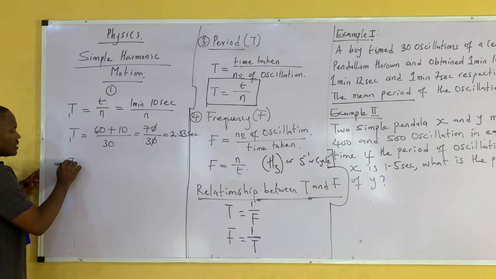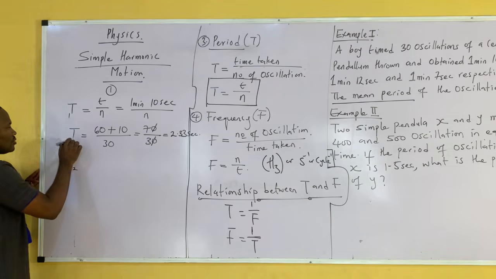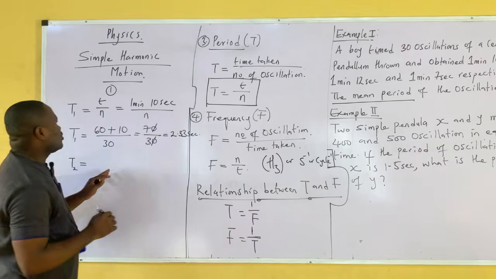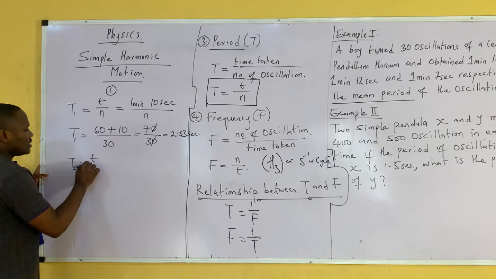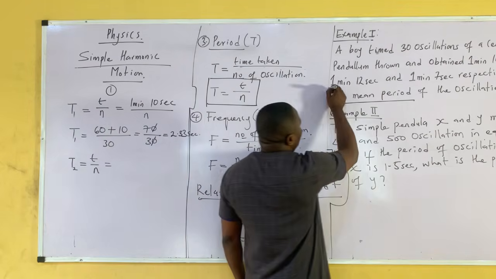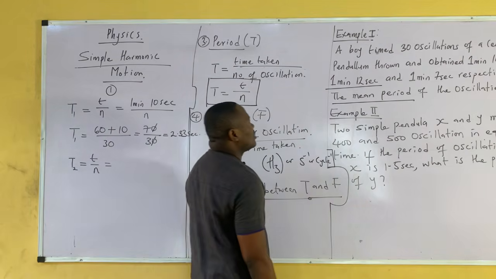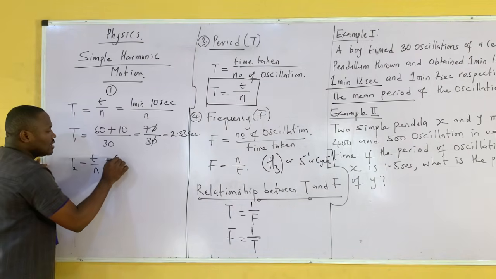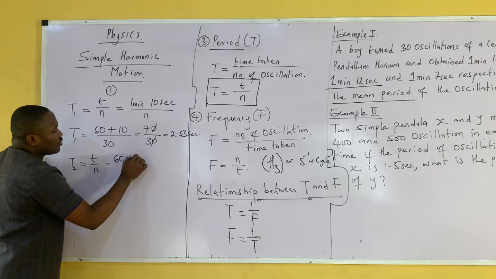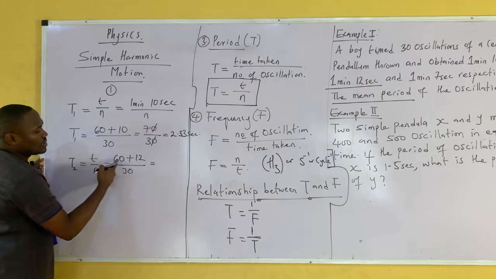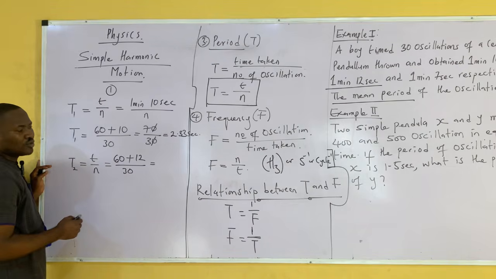What about our T2? Our T2 will still be equal to T over N. What is our time for T2? It is now 1 minute 12 seconds, which is now equal to 60 plus 12 over 30. So this will now be equal to 60 plus 12 is 72.